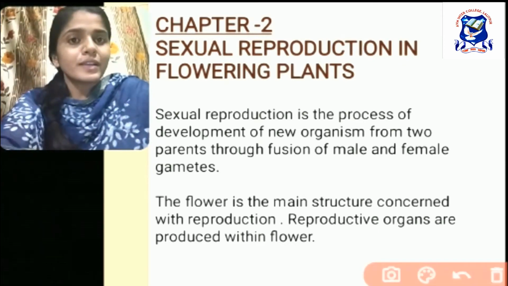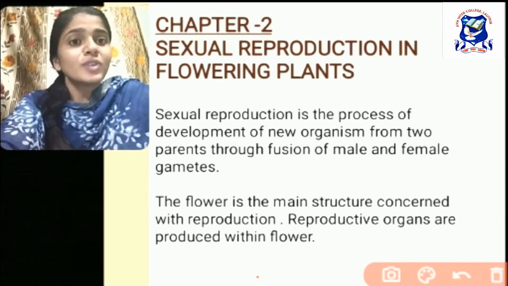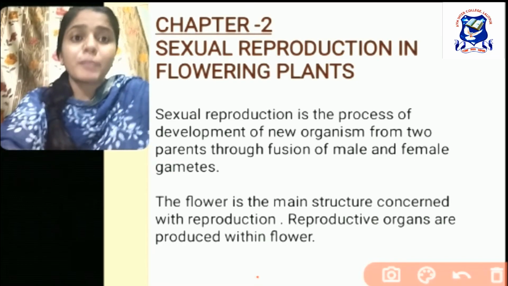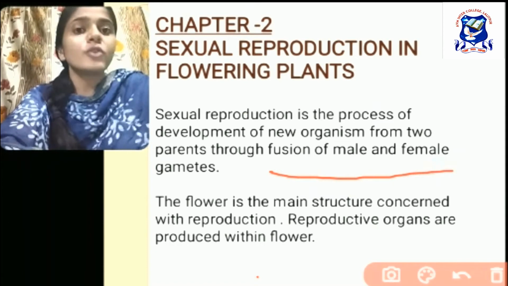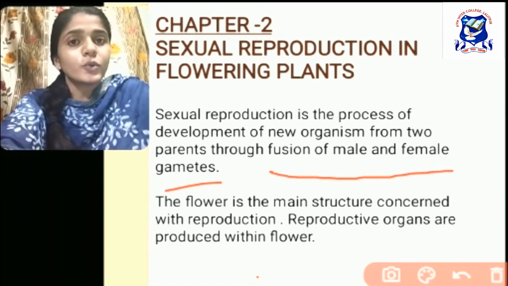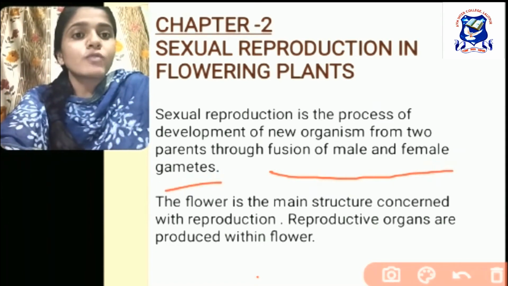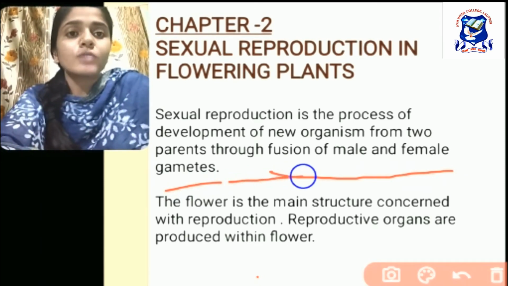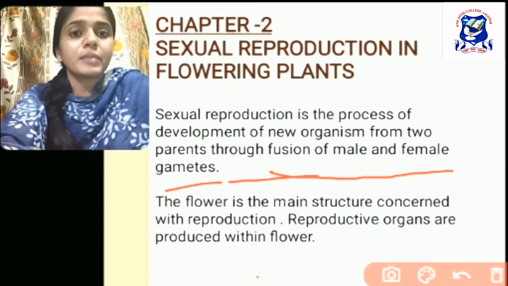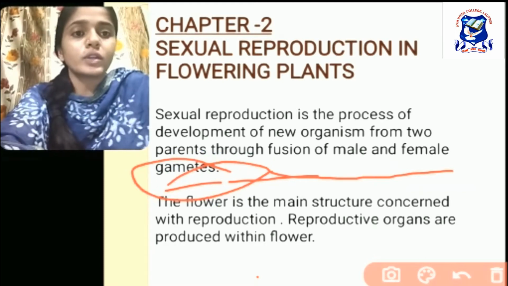First of all, we will learn about the definition. Sexual reproduction is the process of development of a new organism from two parents through fusion of male and female gametes. As we know, sexual reproduction involves two parents, that is the male and the female, and it involves the fusion of male and female gametes which forms the zygote.